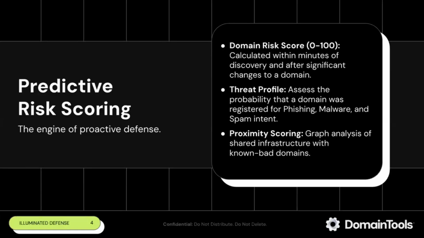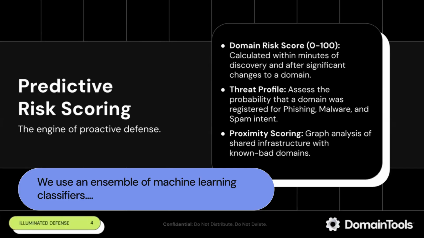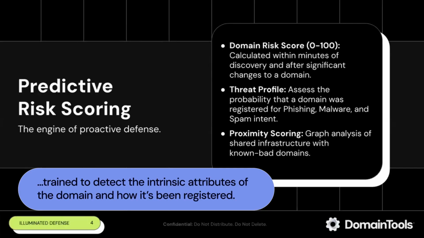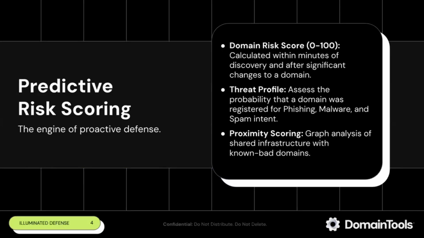And there's really two rigorous methodologies that we used. One is called threat profile. We use an ensemble of machine learning classifiers trained to detect the intrinsic attributes of the domain and how it's been registered and how it's being hosted, infrastructure connected to it, to identify whether that domain is likely to be used for phishing, malware, or spam campaigns.